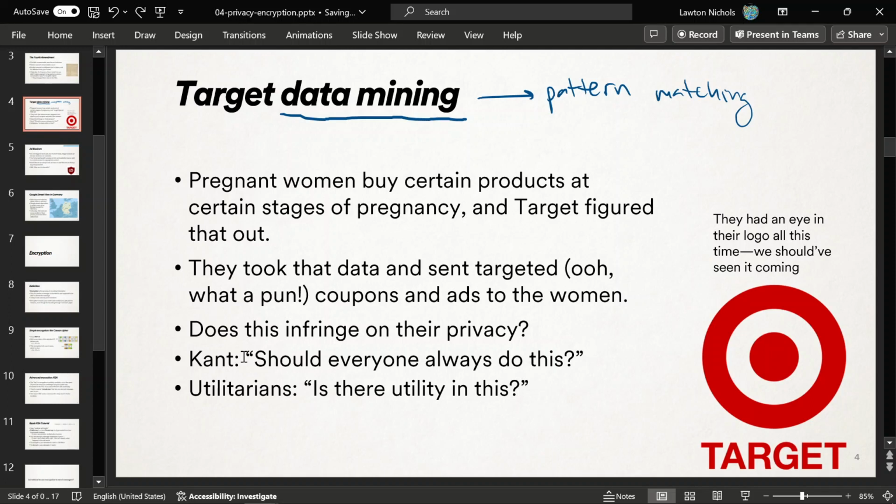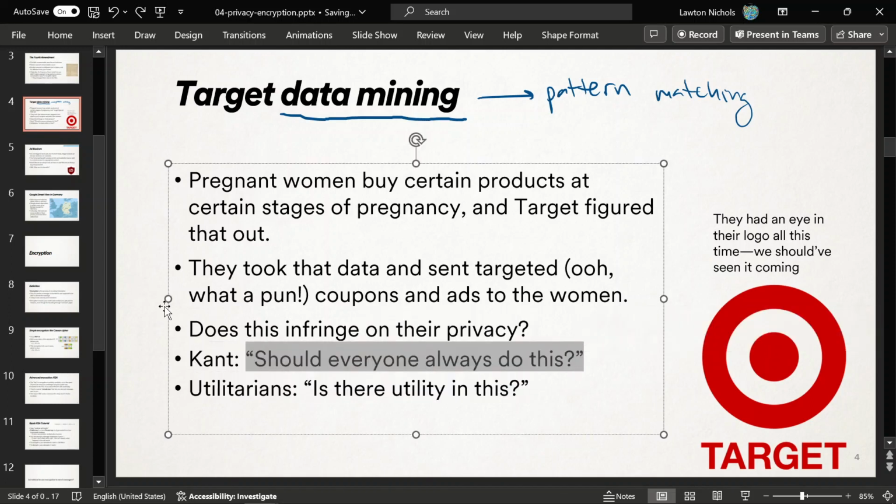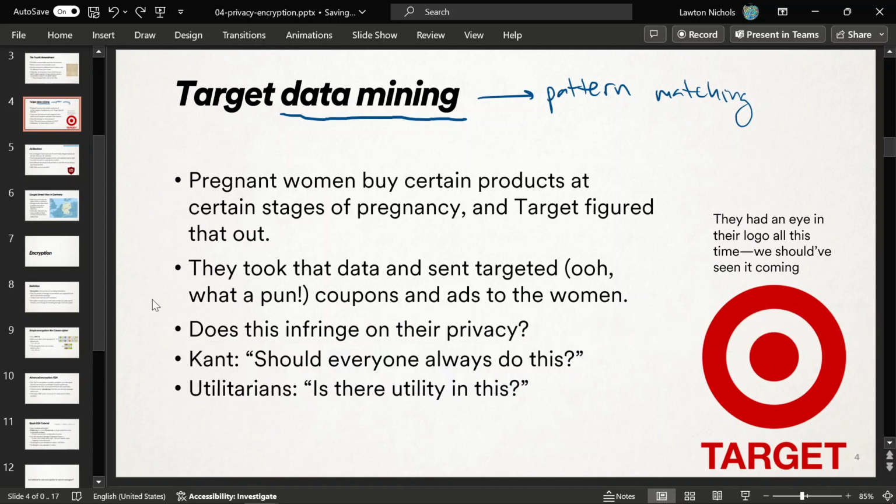You can ask Kant, like he'd ask a question with the word always in it. Should everyone always be looking at somebody else's purchase history and trying to find patterns in an effort to make money? Kant is big on individual rights, so he'd probably say no. It's like using a person as a means to your end, right, of making more money. So I would say Kant would probably say no to it, but utilitarians would say, is there any utility in this? So you can argue both ways.